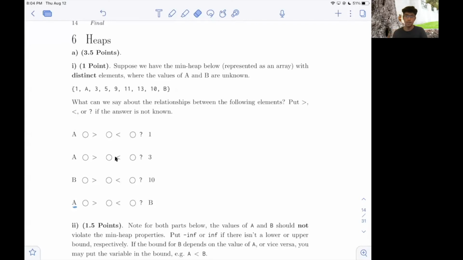Hi everyone, this is 61BL, Summer 21 Final, question 6 on min heaps. So in this question, we're basically given a min heap in the form of an array, and we have to answer some questions of how do A and B relate to certain values in the heap. Now we're given this heap in the form of an array.